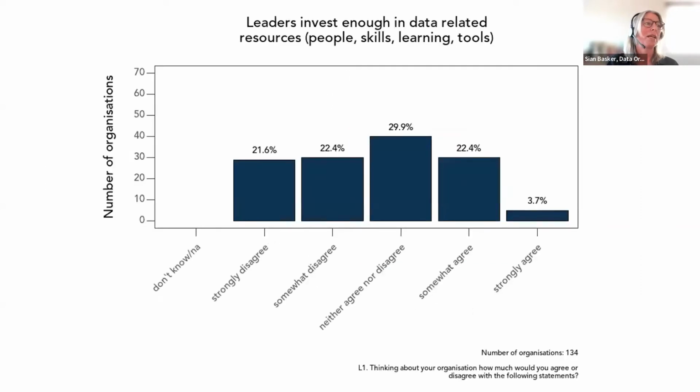But it is about the money, because it is about investment. And what we have asked when we've looked here about whether organisations say leaders invest enough in data related resources, certainly a much smaller proportion, only about a quarter, agree on that. I mean, arguably, there's never enough resource for anything, but certainly the organisations that are more data mature are much more likely to agree that their leaders invest enough. And there's a lot of ambivalence, heading for a good half, who don't think that their leaders are investing enough in the people and the skills and the learning and the tools in their organisations.